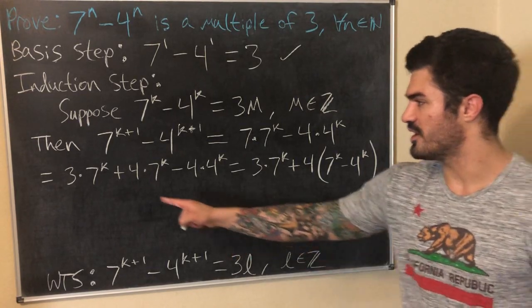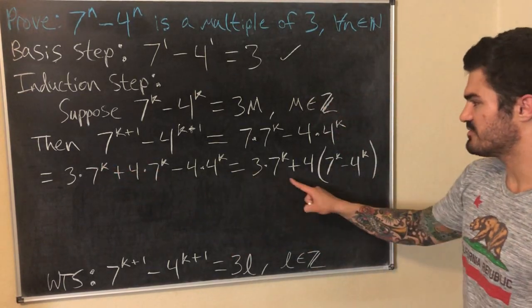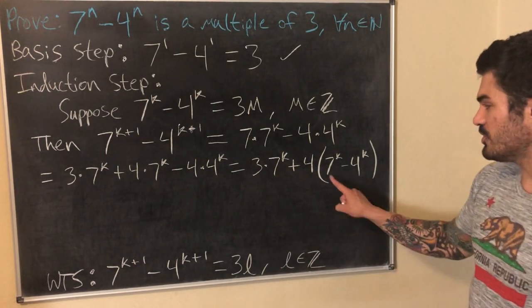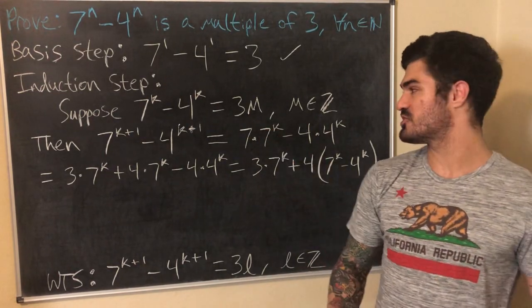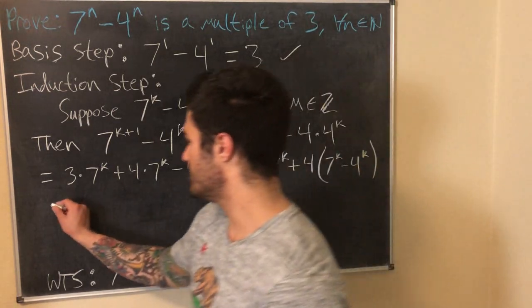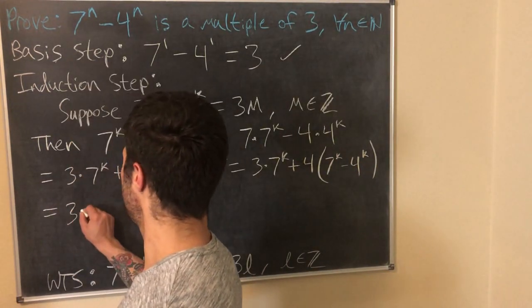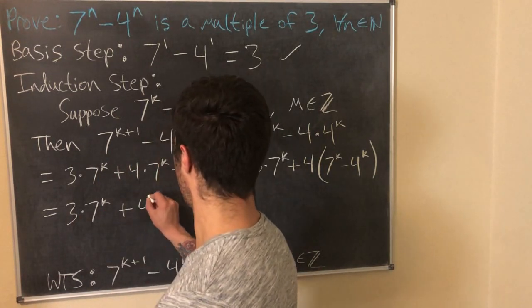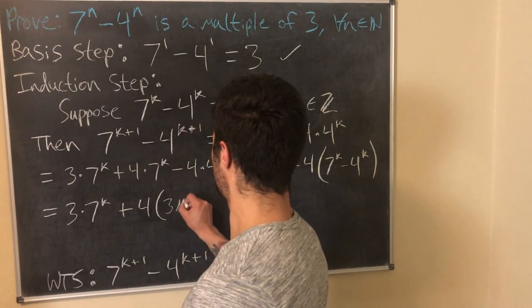Let me make sure that that's right. 3 times 7 to the k plus 4 times 7 to the k minus 4 times 4 to the k. Factor the 4 out in front. Yep, we're good to go. And this is equal to 3m. That's our assumption, right? That this is equal to 3m. So this definitely equals 3 times 7 to the k plus 4 times 3m.